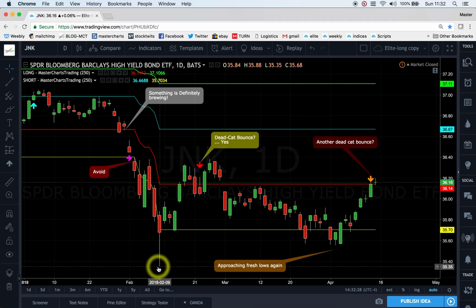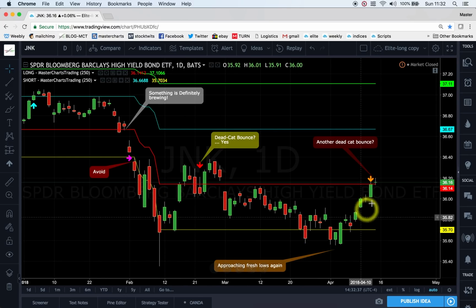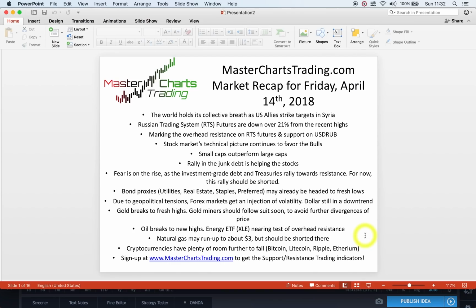But as I said, I'm very concerned about this general technical picture, because back on the 9th of February 2018 we made a fresh low here, and in general, I don't like that because in a bearish security, you're making lower lows and lower highs, and by extension, you should not be buying that. You should be shorting it.